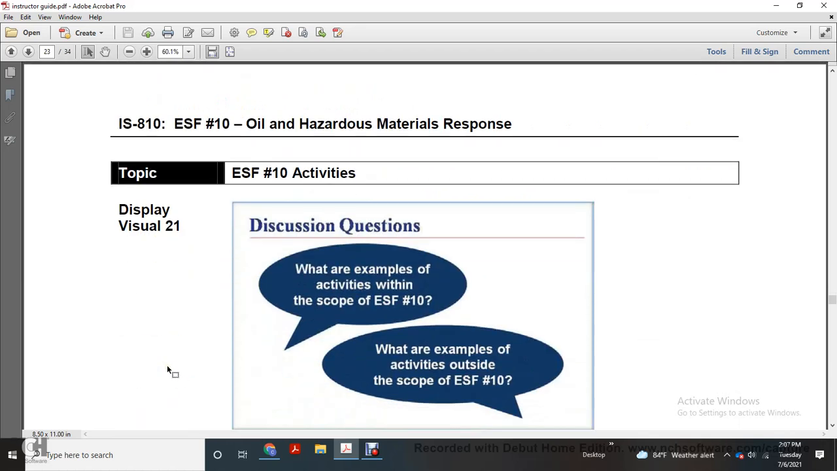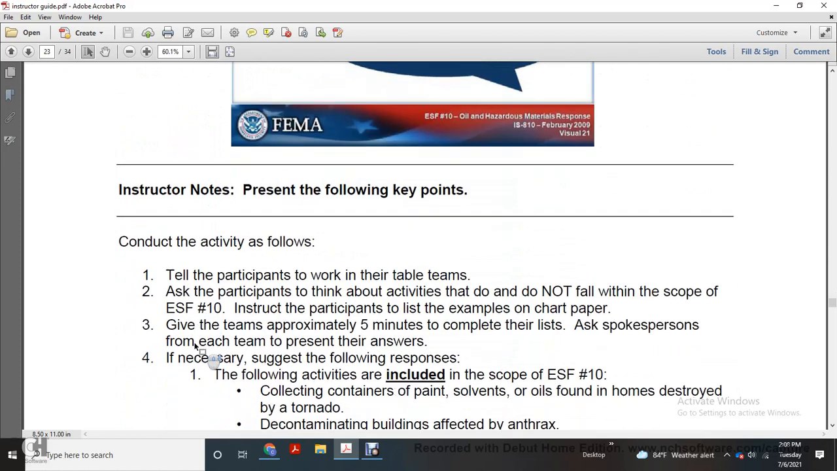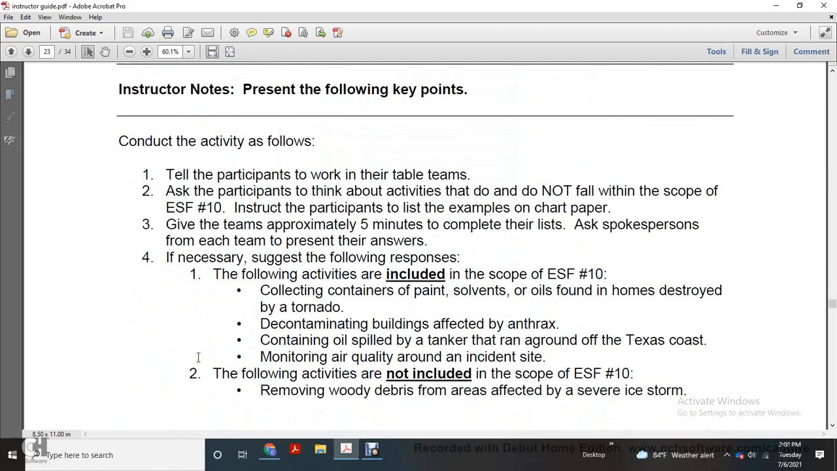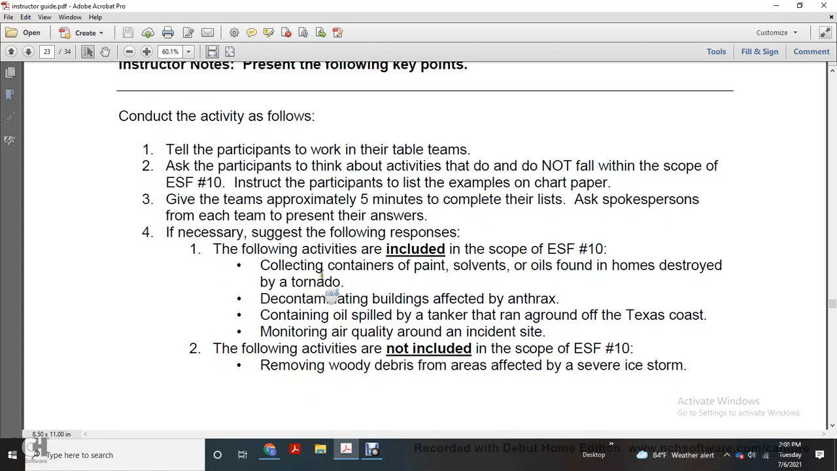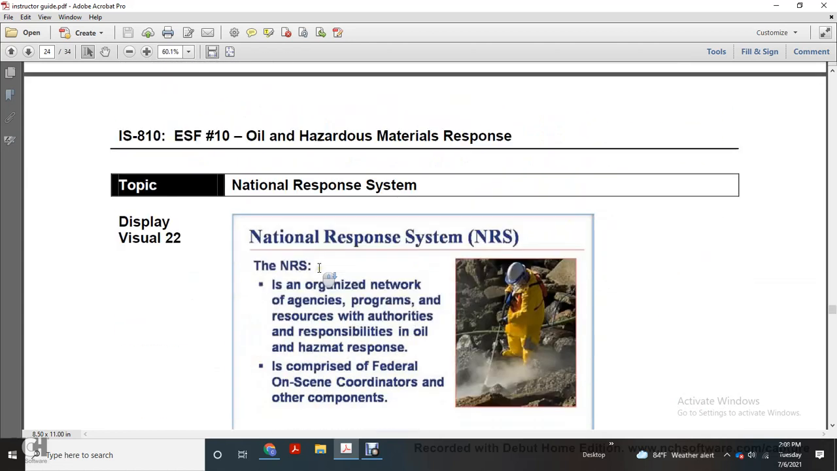Display visual number 21, discussion questions. What are examples of the activities in the scope of Emergency Support Function number 10? What are examples of activities outside the scope of Emergency Support Function number 10? The instructor notes present the following key points. Conduct the activity as follows: tell the people working at the table teams what to expect.